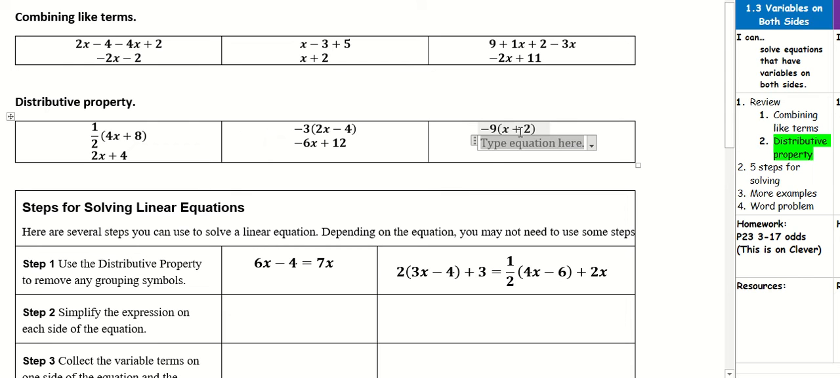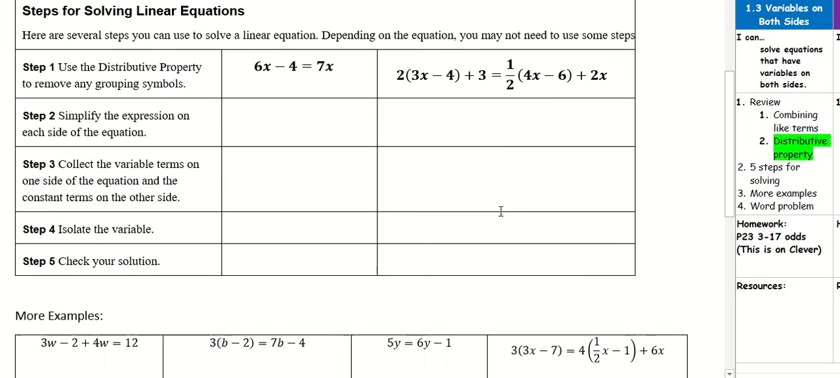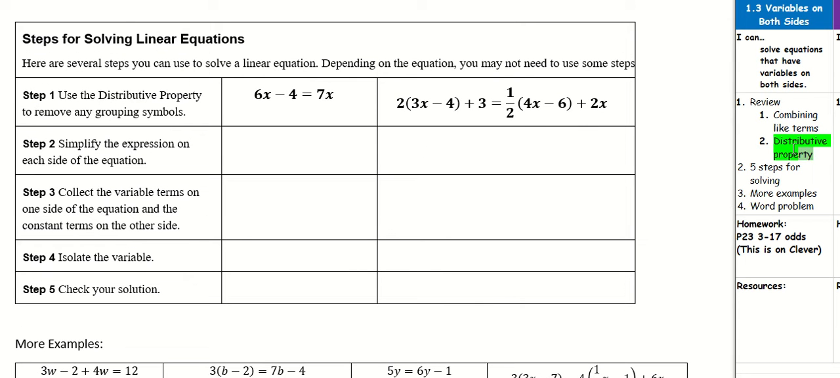Negative 9 times x is negative 9x. Negative 9 times positive 2 is negative 18, and I'm done. This negative 9x might be a hard one to get, but it actually goes back to what we did here. Remember where we put the 1 on there? If we ever have an x by itself, there's secretly that 1 hidden there. Negative 9 times 1 is negative 9. All right, now we're going to do our 5 steps for solving.